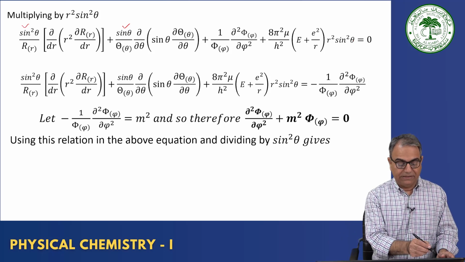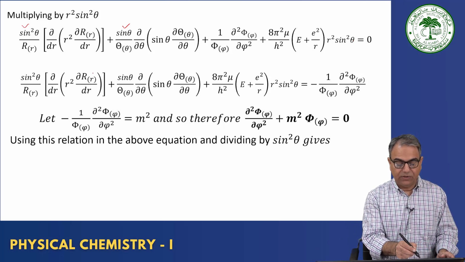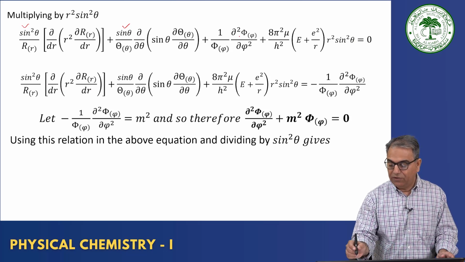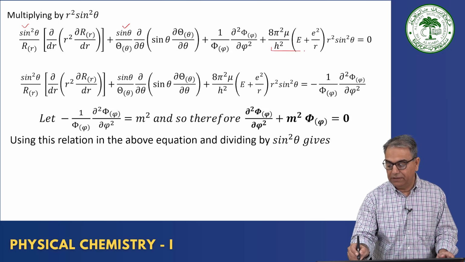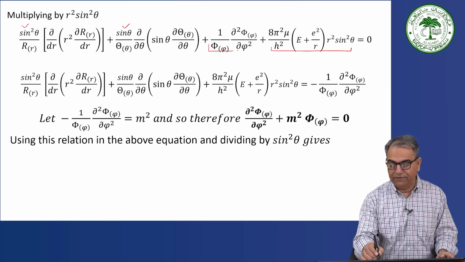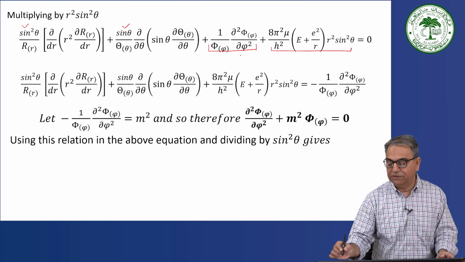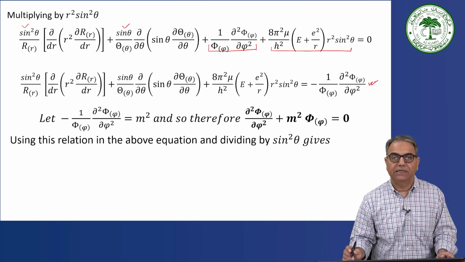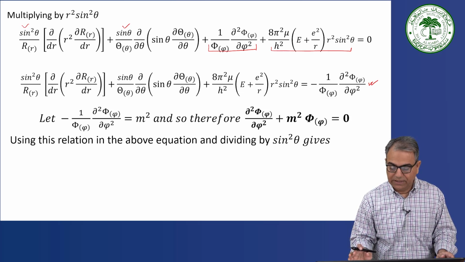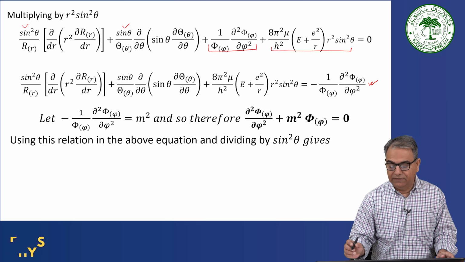So then sin square theta divided by r, del by del r square, del r by del r, sin theta by theta theta, del theta, no change. Now I have brought this here. In this part you have r square sin square theta, but in this part you do not have any other variable, so I have brought this to the right hand side, 1 by phi phi del square phi phi by del phi square. It's very similar to what we did in the rigid rotor. In the rigid rotor also we did the separation.